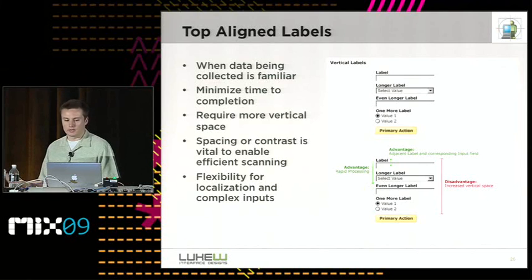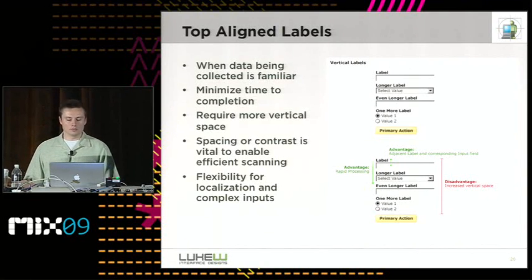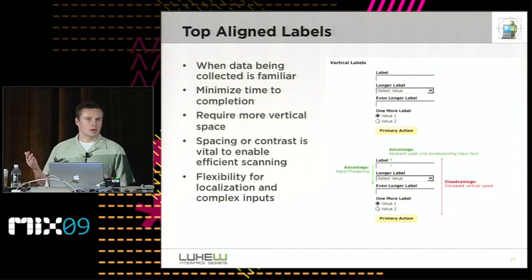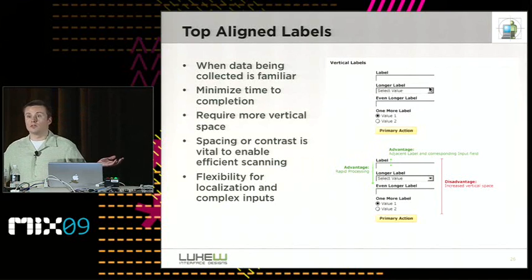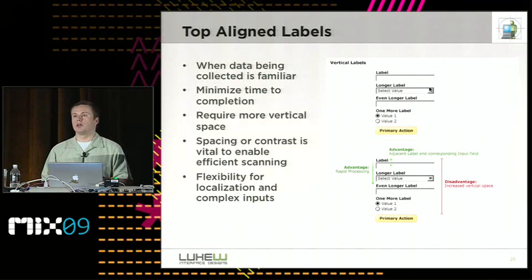If the data you're collecting is familiar, aka it's something people are likely to have an answer to, like name, address, phone number, credit card, you name it, and your primary goal is to minimize the time it takes to complete a form, top-of-line labels work really great. They're also really great because if you localize things, so you move something from English to French, it's going to get 200% longer, or Dutch, it's going to get a lot longer. That label can flex pretty clearly without breaking up your layout.